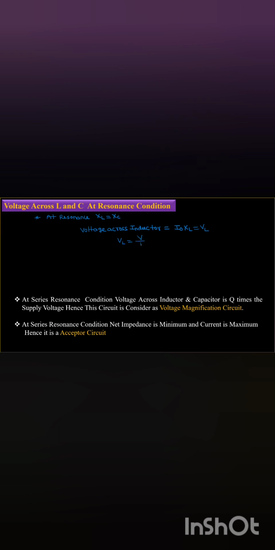I naught equal to V by R. At resonance condition, I naught equal to V by R, because Z equal to R now. That's why V by R into XL. Shall I write XL equal to omega naught into L? That is omega naught L by R into V. But what is omega naught L by R? I already defined, that is the quality factor. VL equal to QV. That is, voltage across the inductor equal to Q times the supply voltage, where V is the supply voltage.